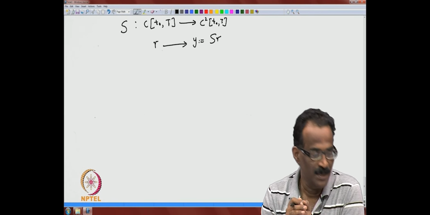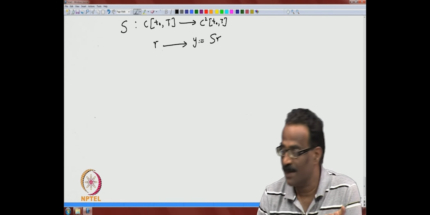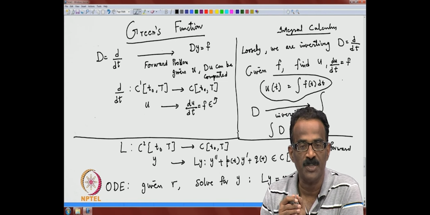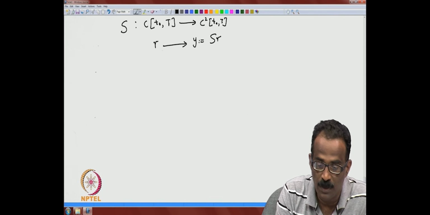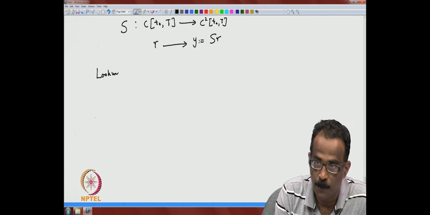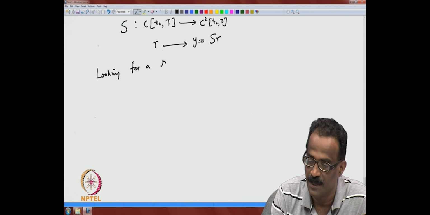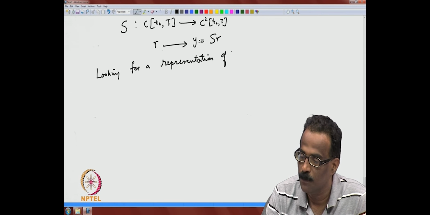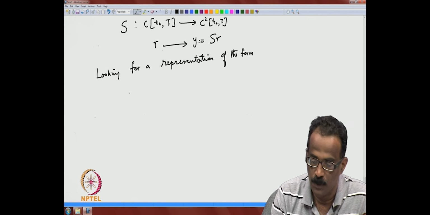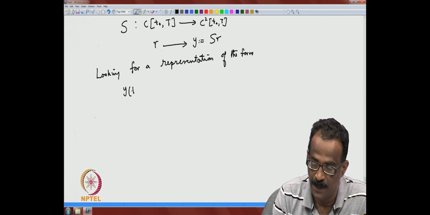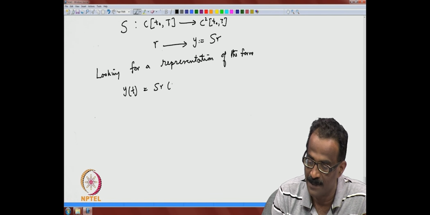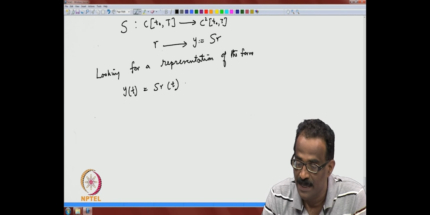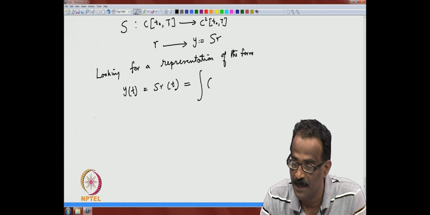You are trying to invert this kind of equation. So, our question, analogous to this one, is that you are looking for a representation of the form, where you want to represent y as a function of t, that is nothing but S R. S is an operator, and you want to get a representation of this operator S in an integral form. Can you have an integral form?